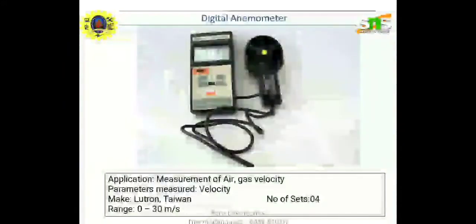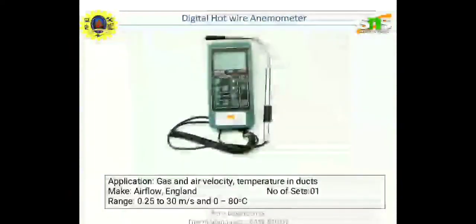It's the digital anemometer, made by Lutron, Taiwan. Its range is 0 to 30 meter per second. Application is measurement of air and gas velocity. Next is the digital hot wire anemometer. Its application is measuring gas and air velocity. It is made in England, and the range is 0.25 to 30 meter per second.